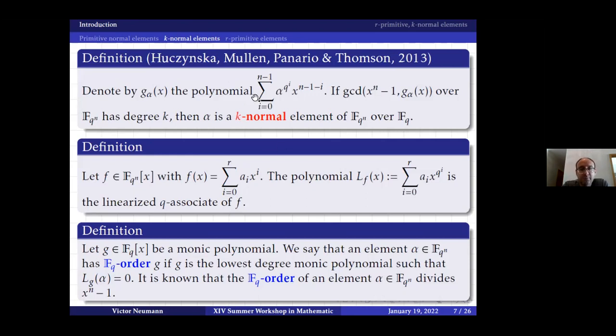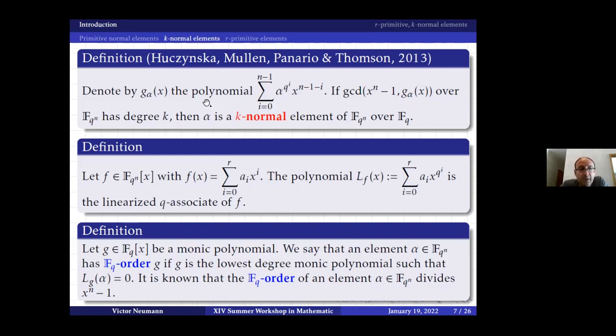From this definition, or from this theorem, in 2013, Hyun, Mullen, Panario and Thompson defined the notion of k-normal elements. So we take the same polynomial as we saw before, and they calculate the greatest common divisor of x to the n minus 1 and this polynomial. If it has degree k, we say that alpha is a k-normal element of F_q^n over F_q.